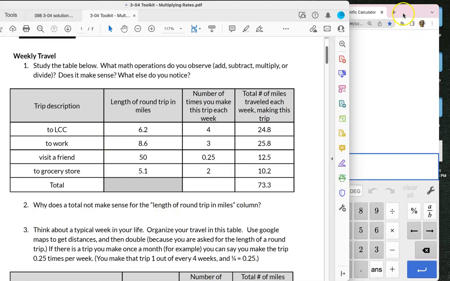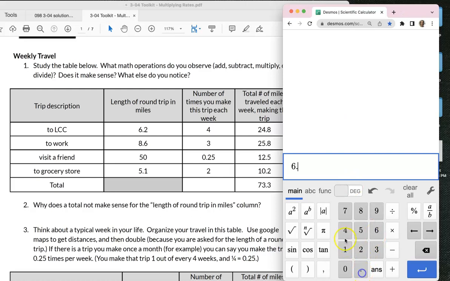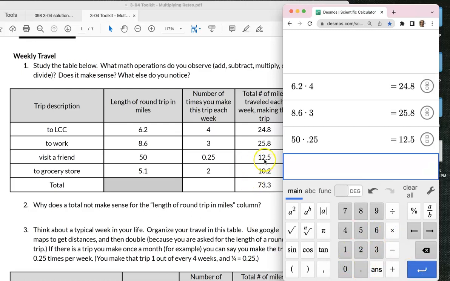So we could use a calculator and check, and sure enough, 6.4 times 4 is 25.6. Whoops. 6.2 times 4 is 24.8. And 8.6 times 3 is 25.8. And 50 times 0.25 gives us 12.5 miles every week.